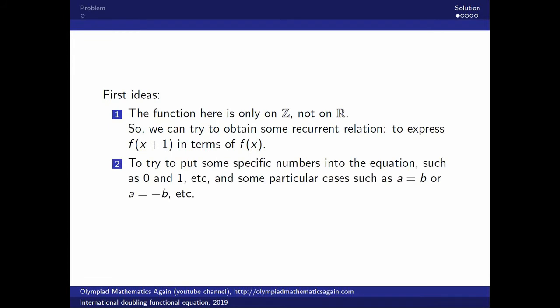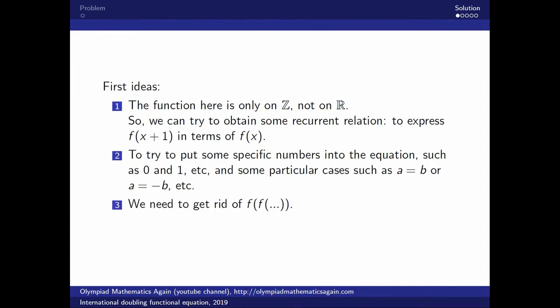The second observation is that, as always in functional equations, the first thing that we need to do is to try to put some specific numbers into the equation, such as 0 or 1 or minus 1, and also to try to reduce it to some particular cases. So we need to try to put a equal to b, or a equal to minus b, and so on. And the third observation is that we need to get rid of this f of something on the right hand side of the equation. This is the main obstacle in the equation, because we can't do anything with this f of something. We need to get rid of it.